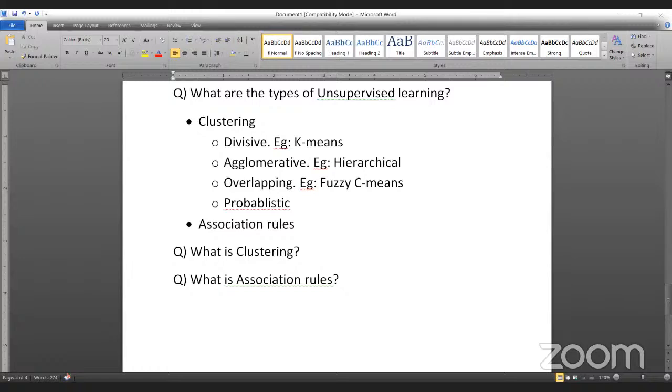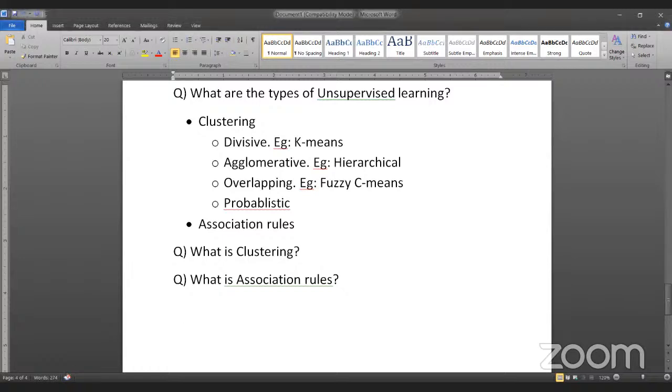Now next, quickly go towards that. What is reinforcement learning?